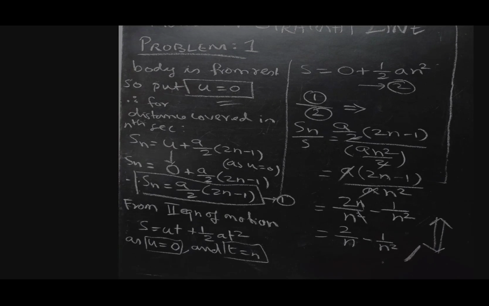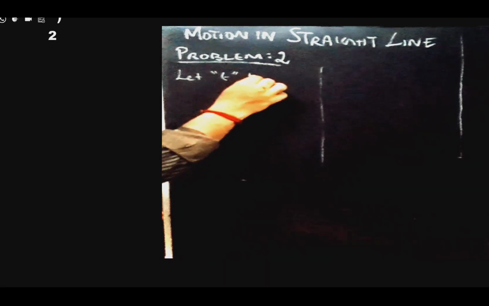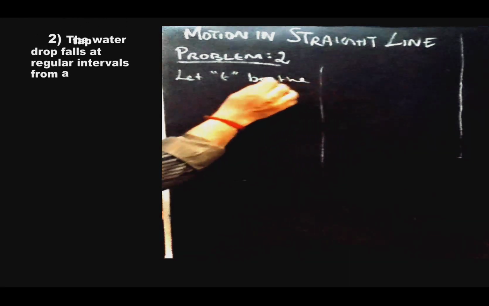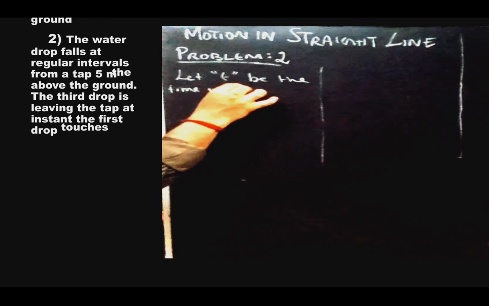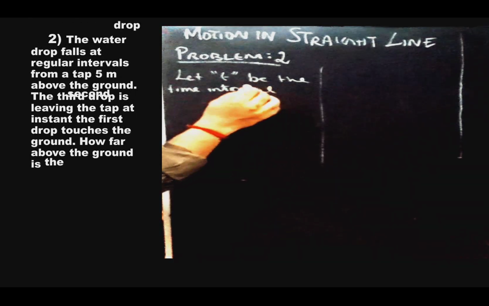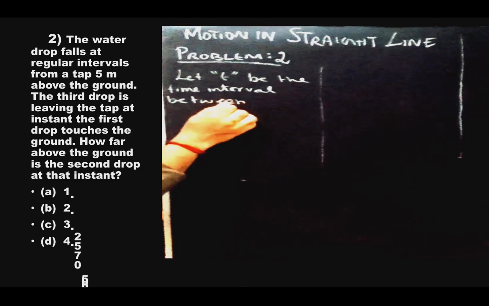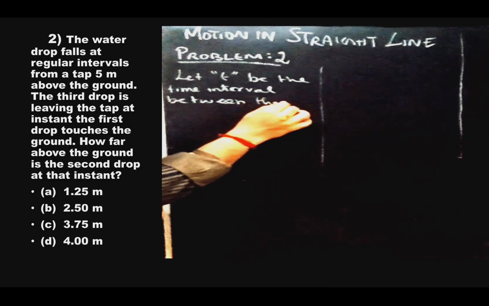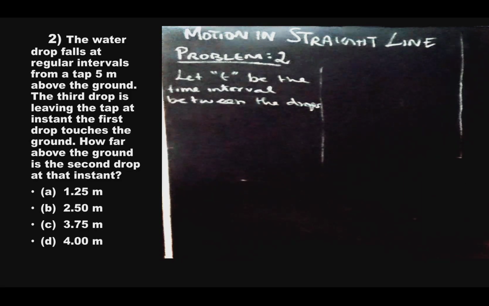So here is problem number 2. Water drops fall at regular intervals from a tap 5 meters above the ground. The third drop is leaving the tap at the instant the first drop touches the ground. How far above the ground will the second drop be? So that is the question.